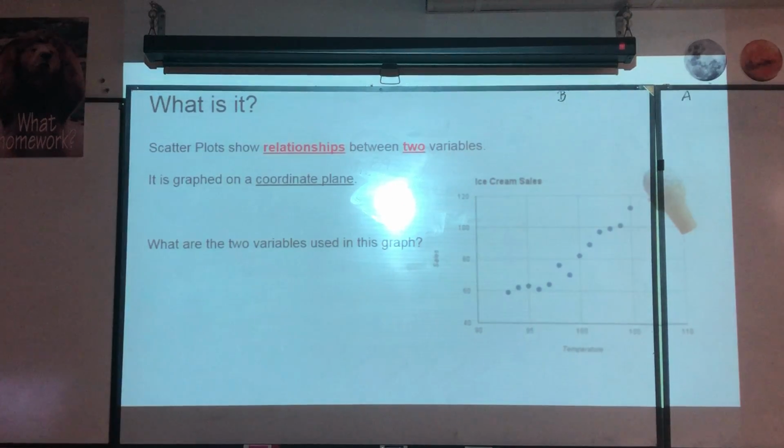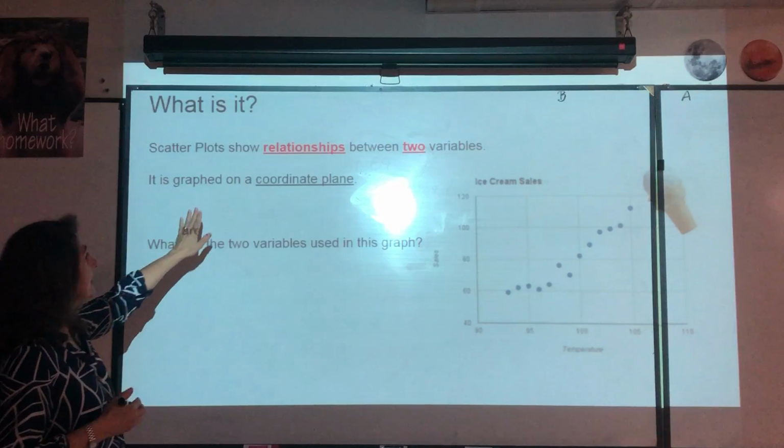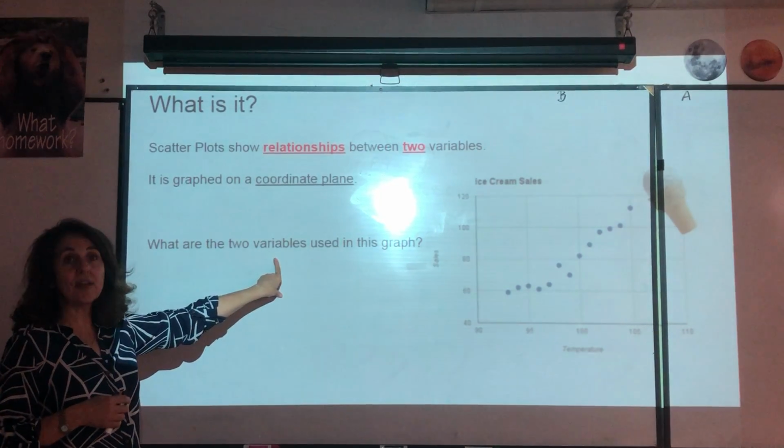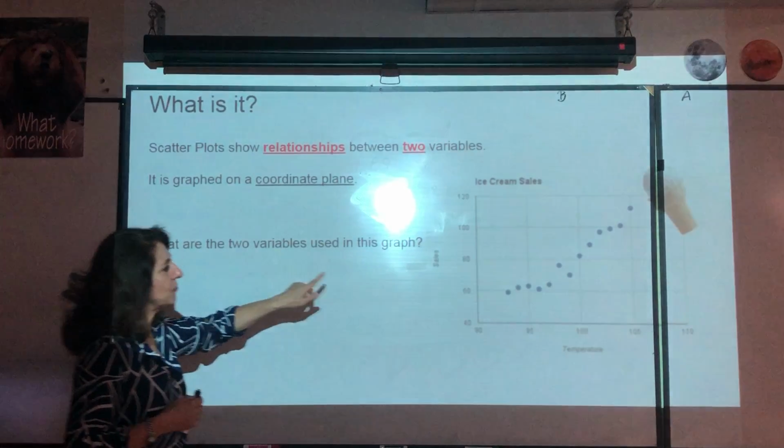So what is a scatter plot? A scatter plot shows the relationship between two variables, and it's graphed in a coordinate plane. So different from the box and whisker plots, which were graphed on the number line, this one is graphed on the coordinate plane. And what are the two variables being used in this graph right here?